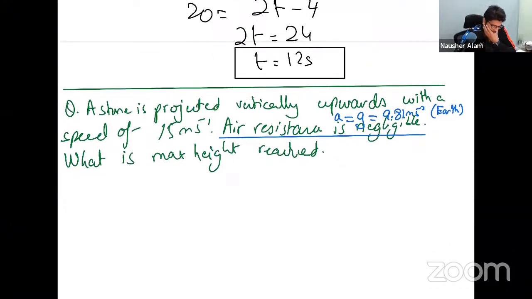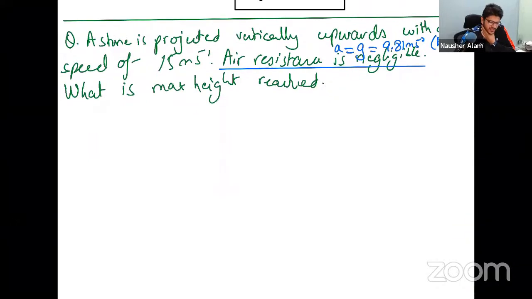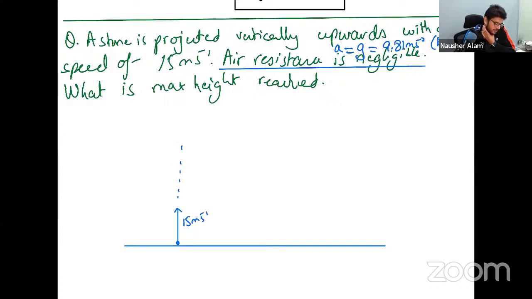So, a stone is projected vertically upwards with a speed of 15 meters per second. So, ये मेरे पास ground है. I have this stone. I throw it up at a speed of 15 meters per second. Always make a picture. It reaches whatever maximum height. Maximum height पे पहुंच के उसकी speed 0 होगी, तभी तो उसको maximum height कहेंगे. वो रुकेगा तो वो maximum height पाएगा ना.